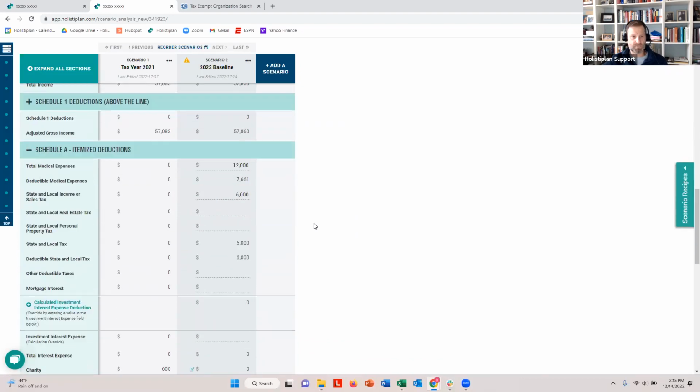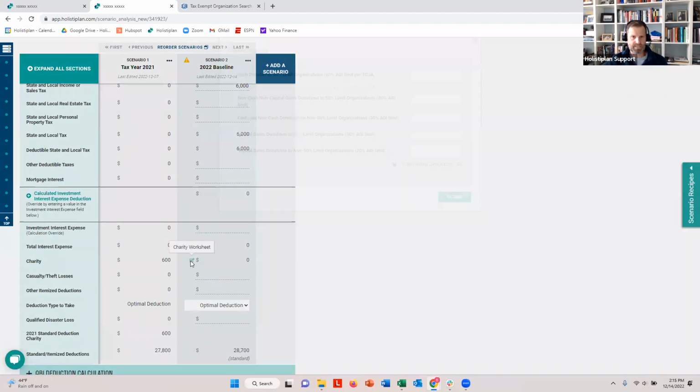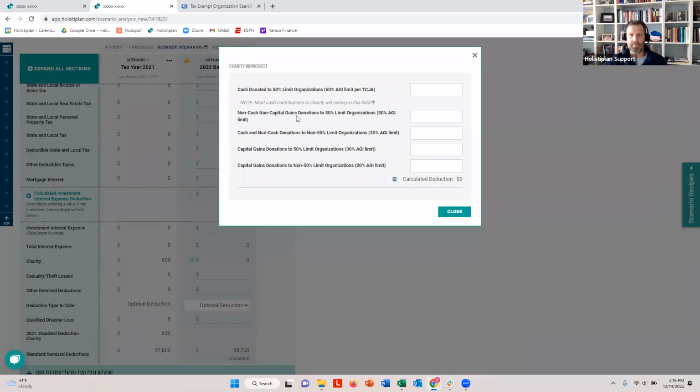So Adam, you asked a question, what is the second box? I'll bring it back up really quickly. The second box is non-cash, non-capital gains to a 50% limit organization. So again, that would be like donating your car to National Public Radio, right? It's still worth something, but it's not a capital gain anymore. It's certainly worth less than you paid for it. It's a real asset, right?